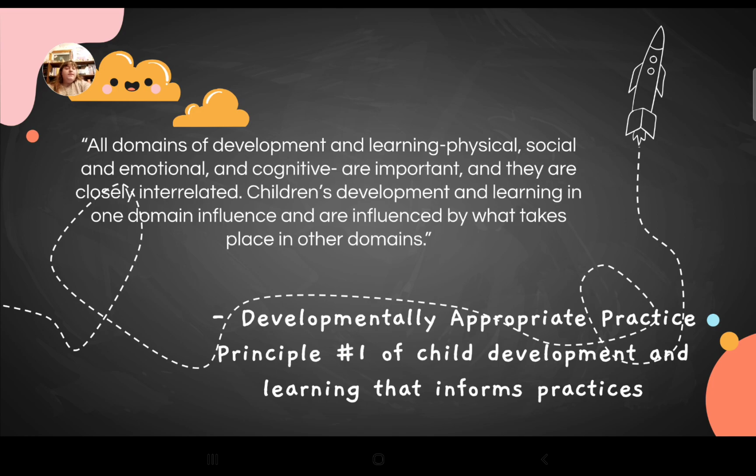So this is principle number 1 in the developmentally appropriate practice book. That is, all domains of development and learning, physical, social, emotional, and cognitive, are important, and they are closely interrelated. Children's development and learning in one domain influence and are influenced by what takes place in other domains. So this quote has a lot to do with the whole brain approach because it means that all domains of development are important to nurture, and that includes all of those four main things.